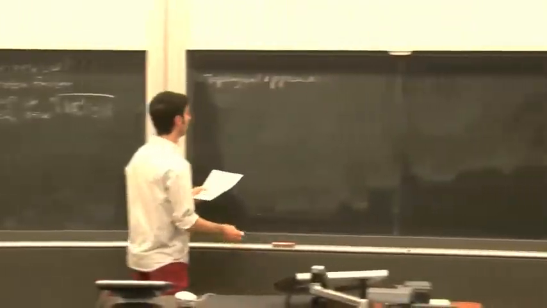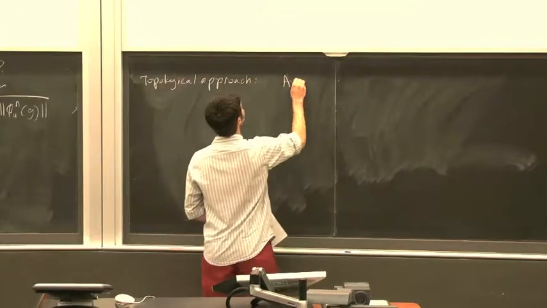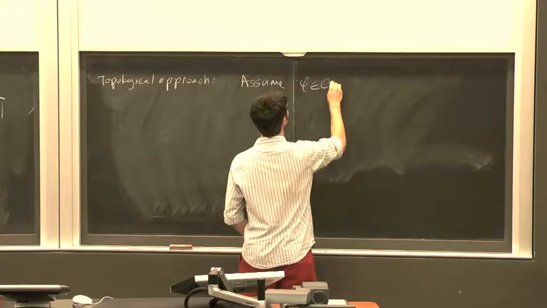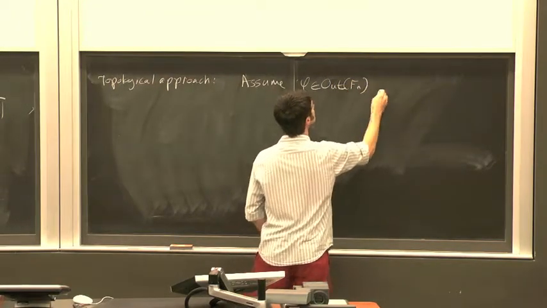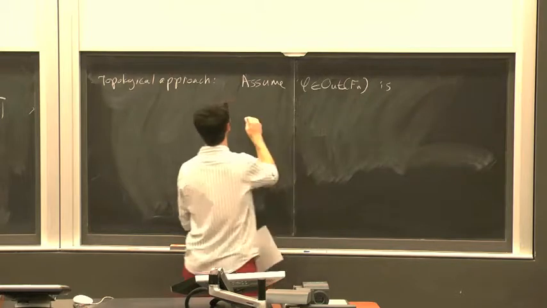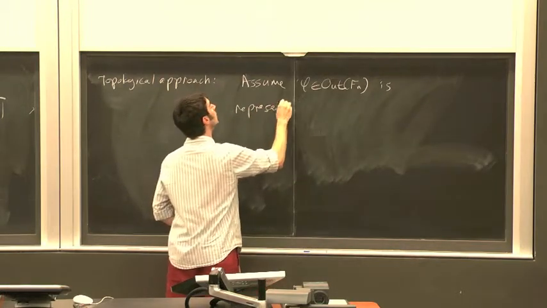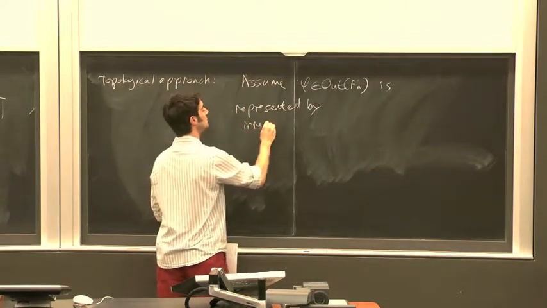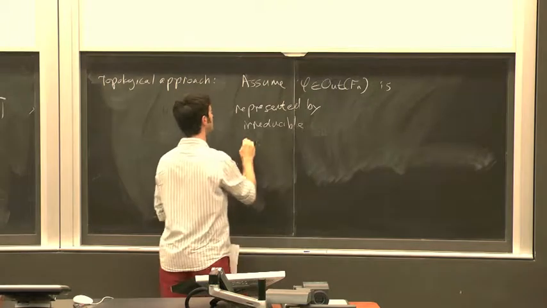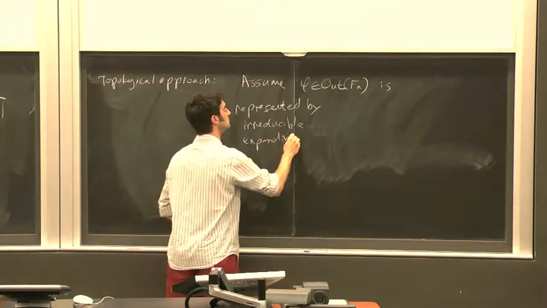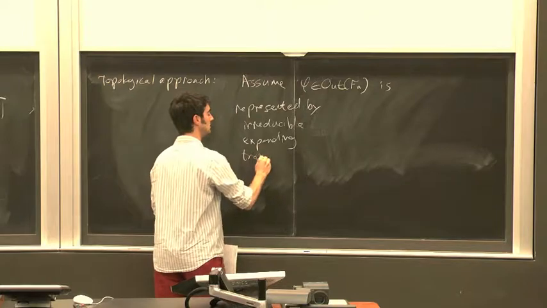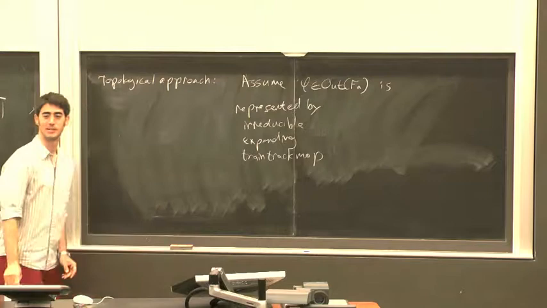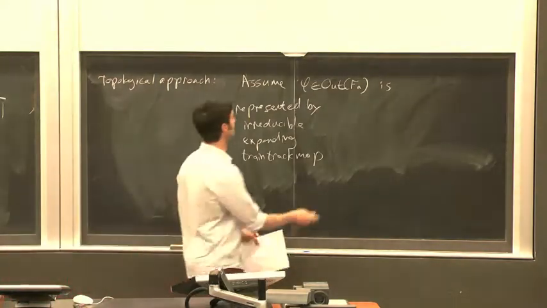All right, so let's assume this automorphism we start with is represented by an irreducible expanding train track. Okay, it's kind of a mouthful. So let me explain what I mean by these assumptions.